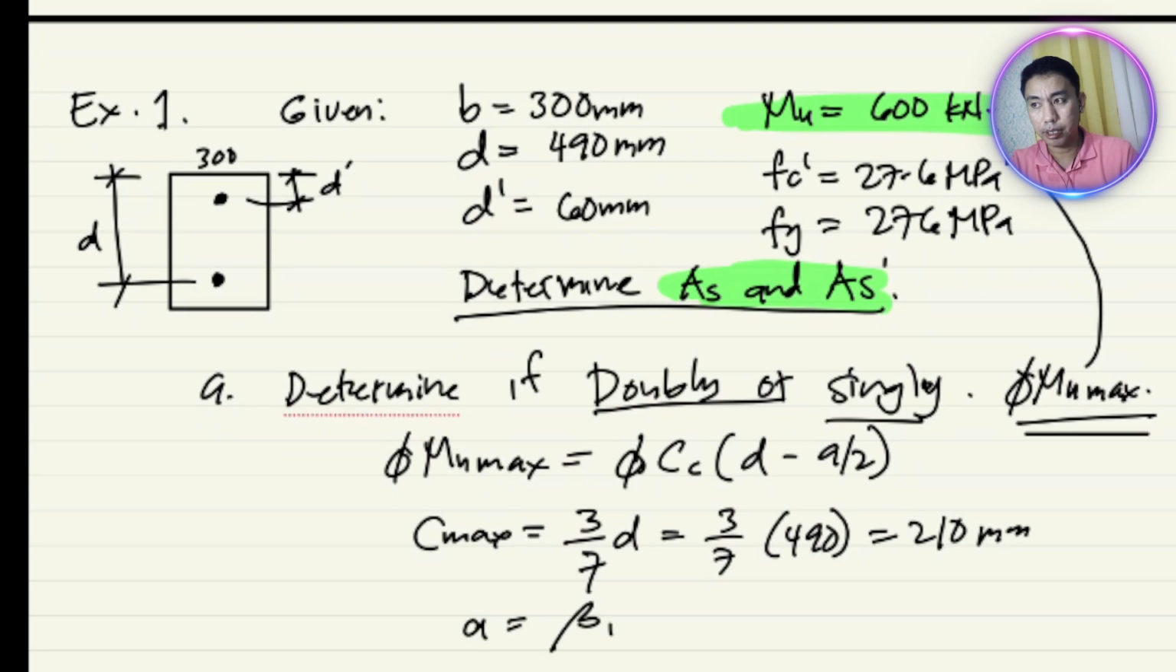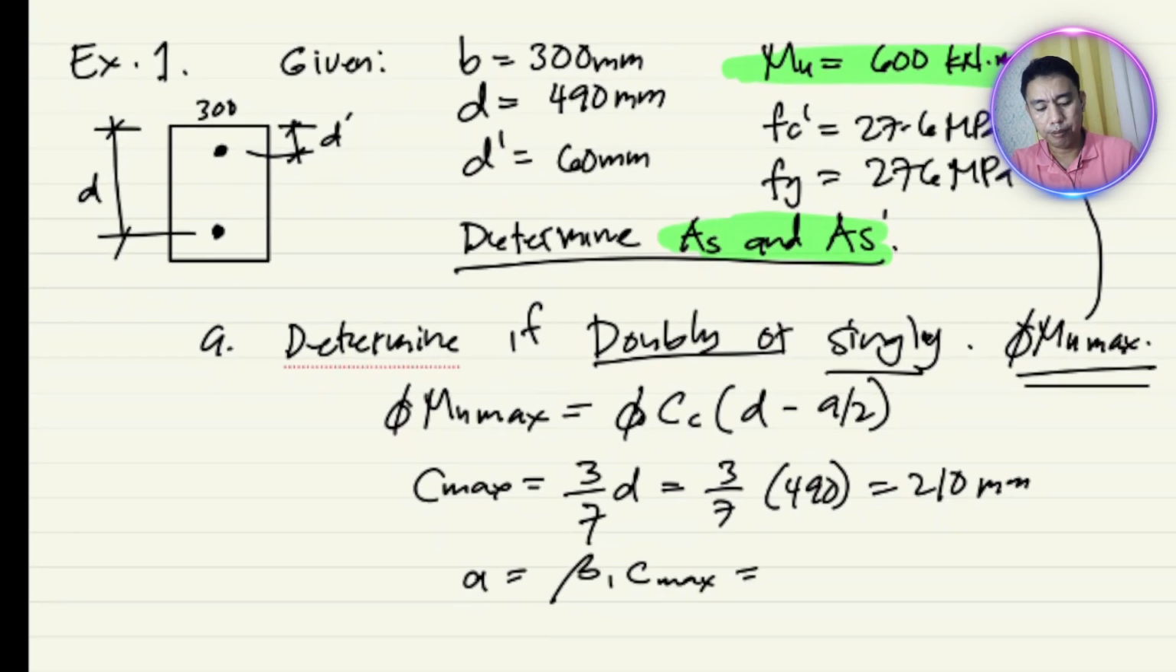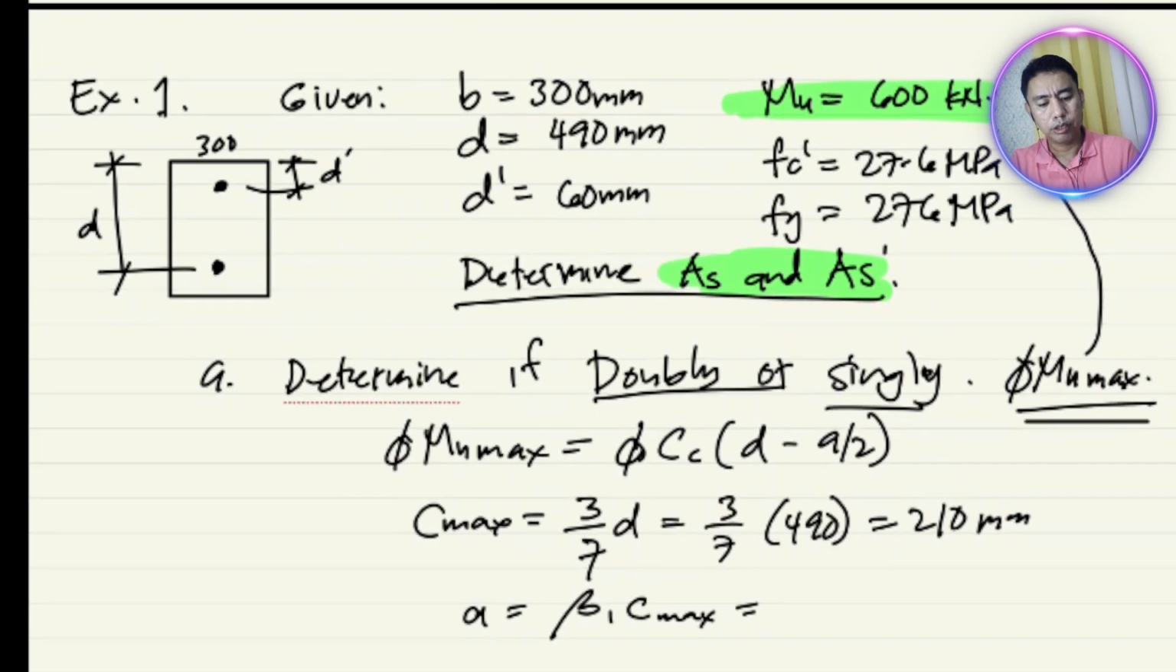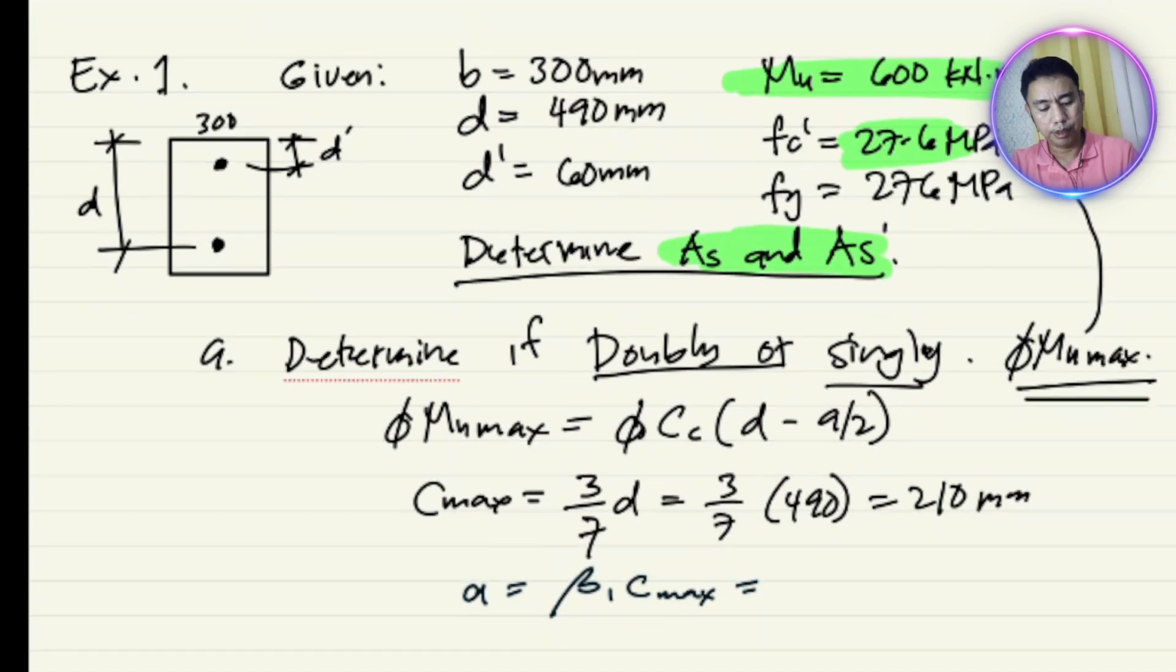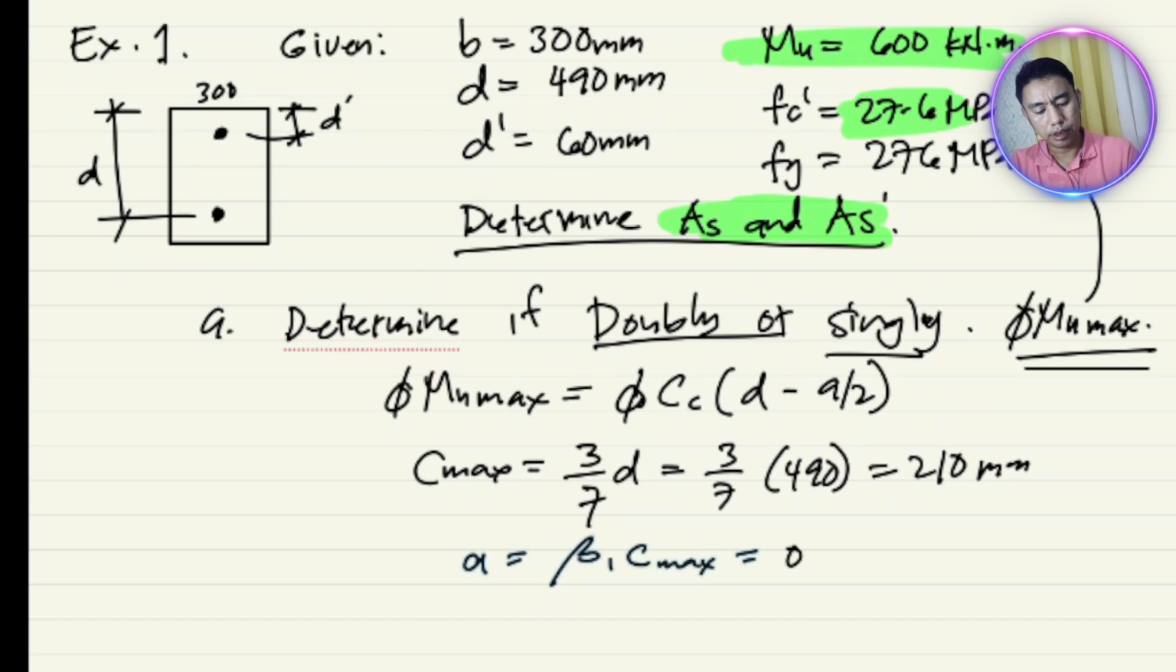Then we compute A. A is beta 1 C, right? So in this case, C max. So we can have, what is beta 1? So remember, beta 1, for less than 28 megapascal, beta 1 is 0.85, okay? So this is 0.85 times C max 210. We have a value, I forgot to calculate. Let me calculate.